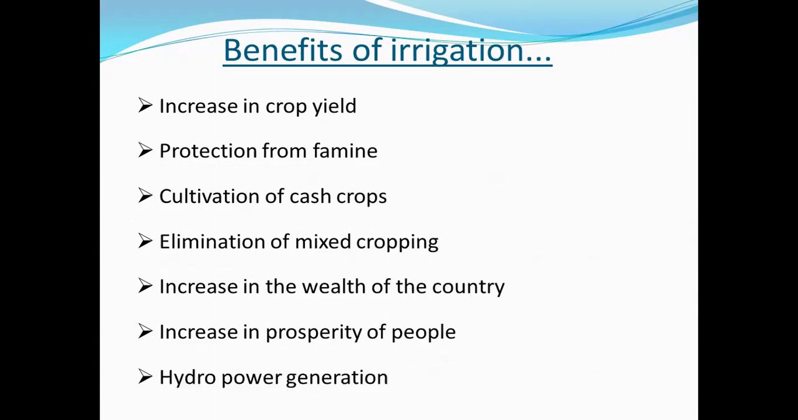Next is hydropower generation. How do we generate this hydroelectric power? Major river valley projects are usually planned to provide hydroelectric power together with irrigation. The generation of hydroelectric power is also possible at the falls of the irrigation canal. For example, the Ganga and Sharda canals in Uttar Pradesh have a generating capacity of 80,000 kilowatts of hydroelectric power.